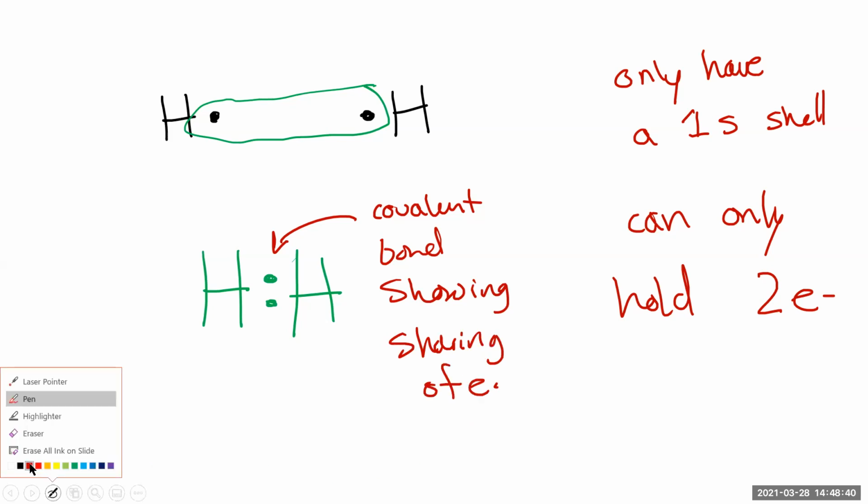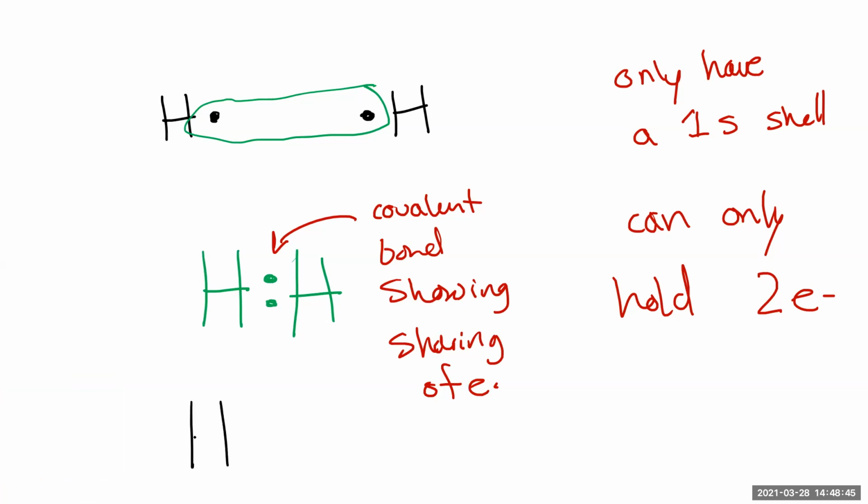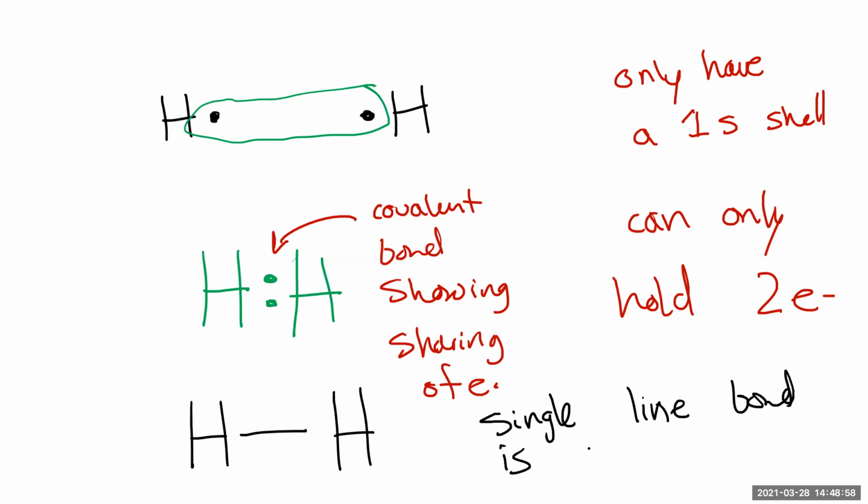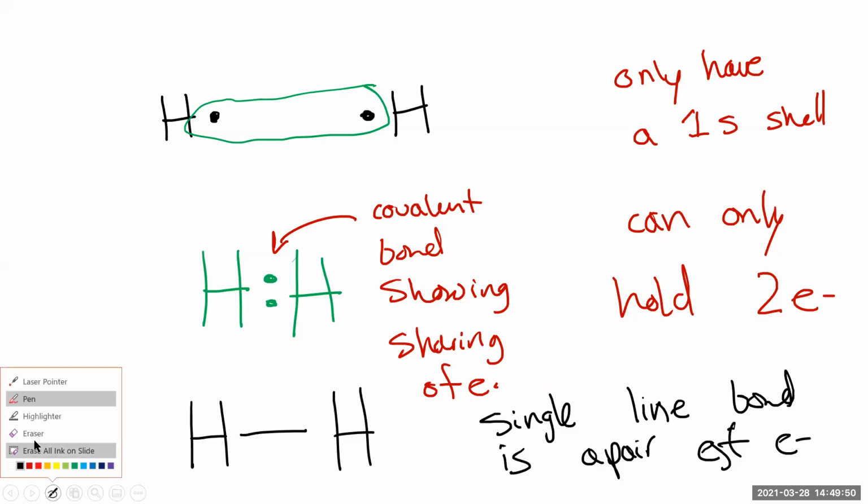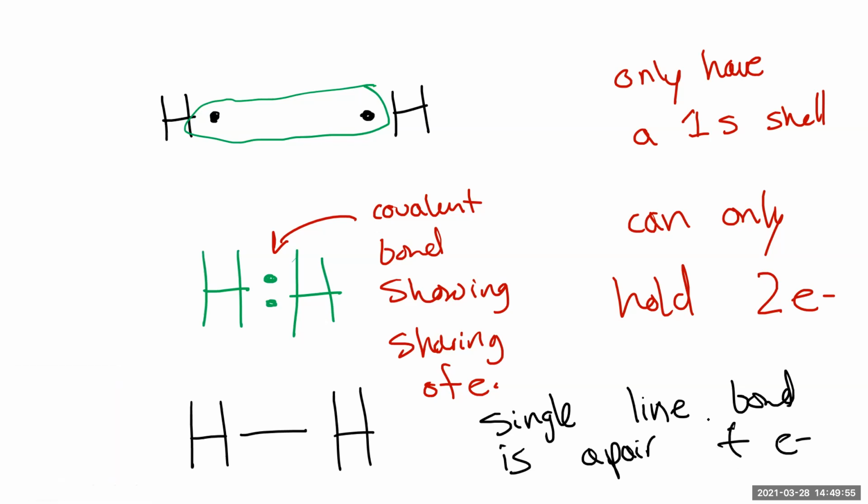Now, we can simplify this electron Lewis diagram to, instead of utilizing a pair of electrons like that, we can draw a single line as a single bond. That single line bond, though, remember, is a pair of electrons. So that single line represents a pair of electrons, not just a single electron.